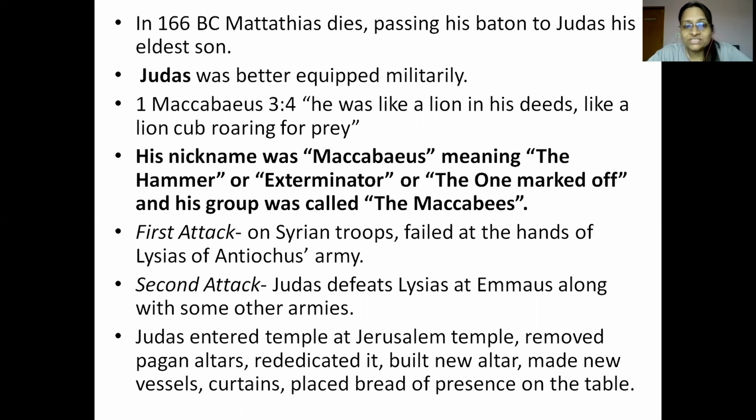In 1 Maccabees chapter 3 verse 4, we see he was like a lion. We were talking about Judas. Judas was like a lion in his deeds, like a lion cub roaring for prey. His nickname was Maccabeus, which means hammer, exterminator, or the one marked off, and his group was called the Maccabees. So you can now associate it with the book of Maccabees, which talks about this Maccabean revolt and all that takes place in this time.